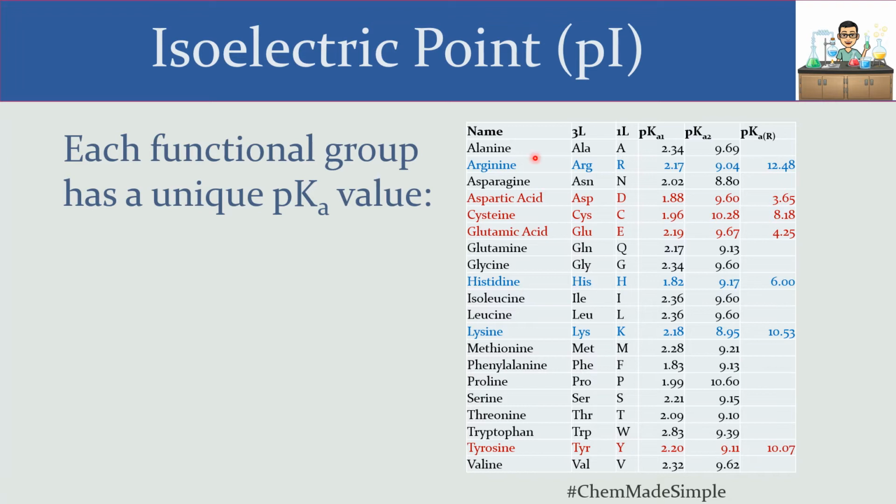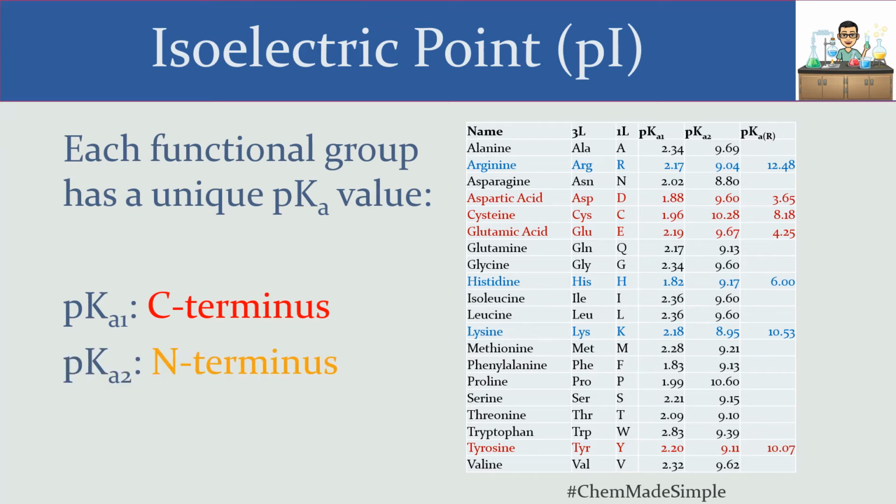Here we have the full name of each of the 20 amino acids. In this column, we have the 3-letter abbreviation for that amino acid, and here's the 1-letter abbreviation. You'll notice that each of the amino acids has a pKa1 value and a pKa2 value. The pKa1 value is the one for the C-terminus. It's the lower of the two values because the C-terminus is more acidic. The pKa2 value is the N-terminus, and that value is higher because the ammonium group is not as acidic as the carboxyl group on each of our amino acids.